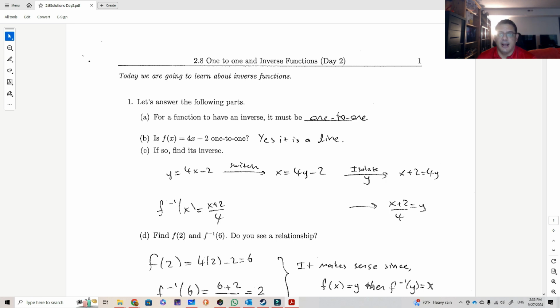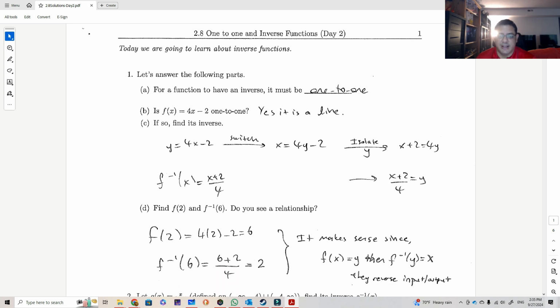Now we can find certain values. Notice that if we do f of 2, here it's asking if we have any relationship between f of 2 and f minus 1 of 6. And f of 2 is clearly 6, and we take f minus 1 of 6, plug in, we have 2. Well, this makes sense because f of x equals y implies that f minus 1 of y equals x. So they have this inverse relationship. The 2 is going to 6, and so the 6 goes back to 2. So that's why it's called an inverse.